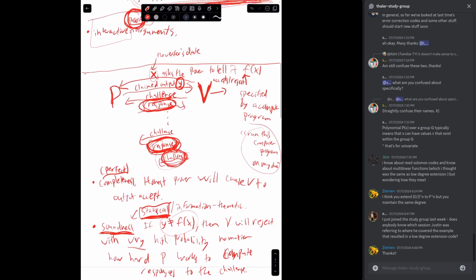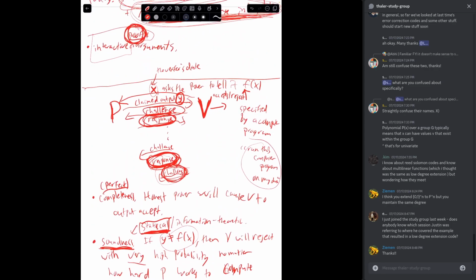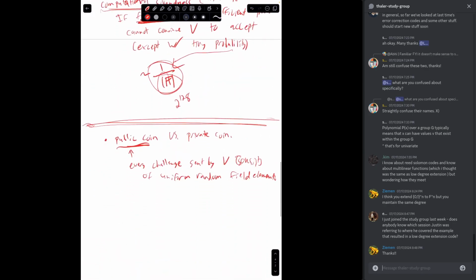In general, you could imagine the challenge can be in the form of any message the verifier wants to send the prover. But if the protocol is what's called public coin, then the challenges are extremely simple. They're always just random field elements or something.